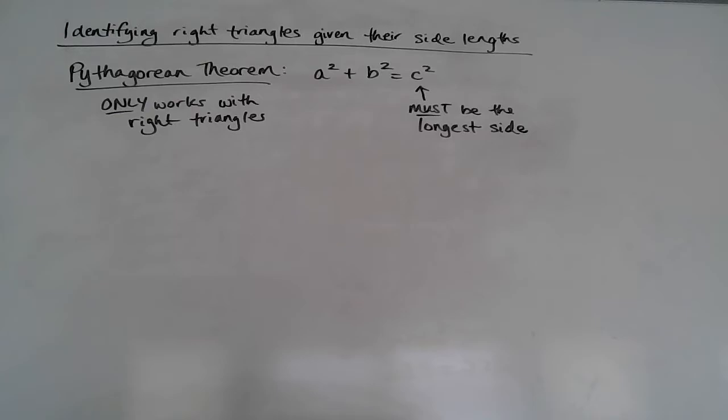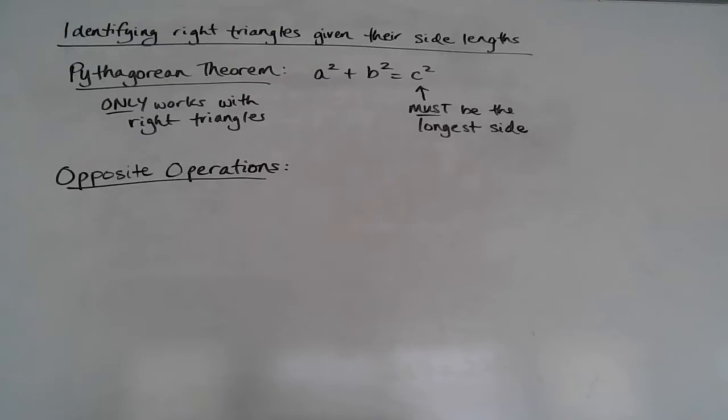All right, so the Pythagorean theorem says a squared plus b squared equals c squared. And you need to remember that c has to be the longest side. And then also that the Pythagorean theorem only works with right triangles. So hopefully that's pretty familiar to you at this point.